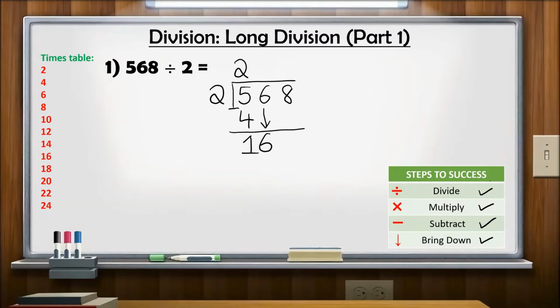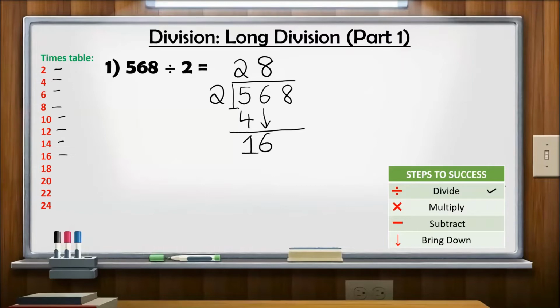So let's start again. I'm going to divide 16 by 2. So I will ask myself, how many 2's are there in 16? And looking at my times table, I can see that there are 8 2's in 16. So I'm going to put my 8 here where my answer is.